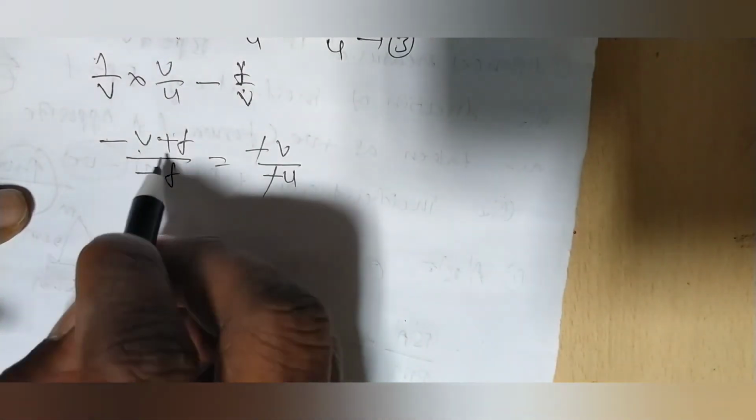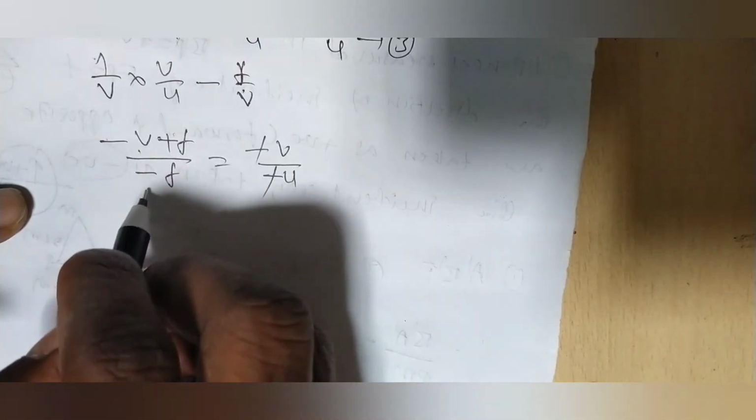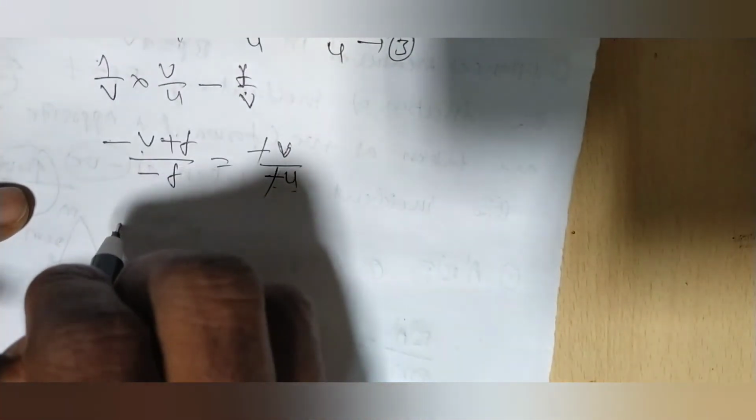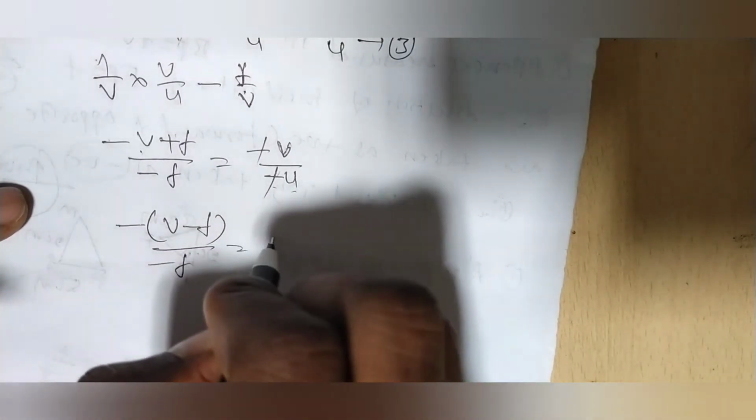See here, minus v minus minus f by minus u, image distance by object distance, minus minus cancel, take minus common, v minus f by minus f is equal to v by u. Okay, minus minus cancel, next v by f minus f by f means 1 is equal to v by u. This is equation number 3.